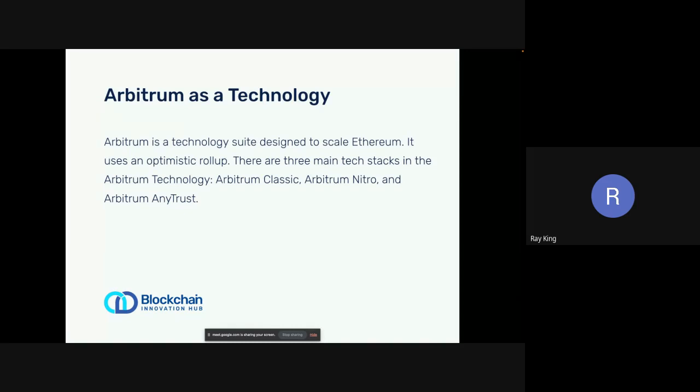Now, Arbitrum as a technology. Arbitrum is a technology suite designed to scale Ethereum. It uses an optimistic rollup, which by now we should know. And then there are three main tech stacks in the Arbitrum technology. We have Arbitrum Classic, Arbitrum Nitro, and Arbitrum AnyTrust. So we'll look at a brief explanation for Arbitrum Classic, Arbitrum Nitro, and Arbitrum AnyTrust.